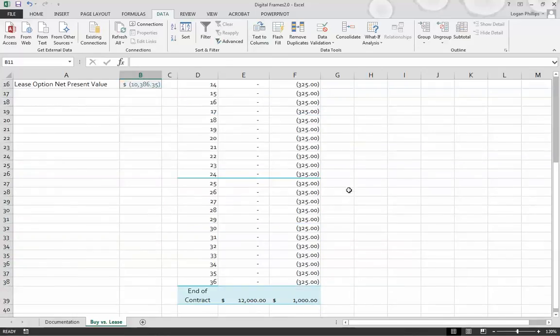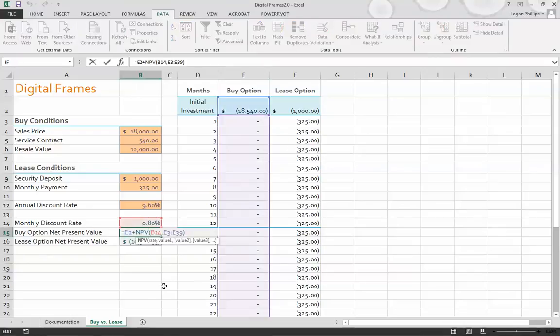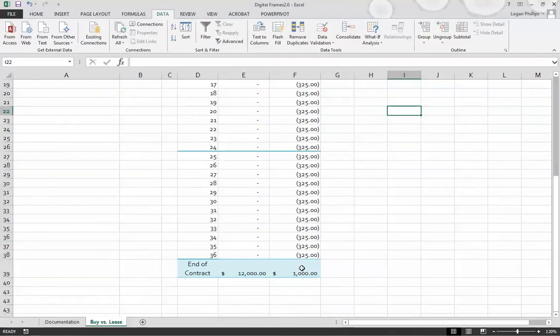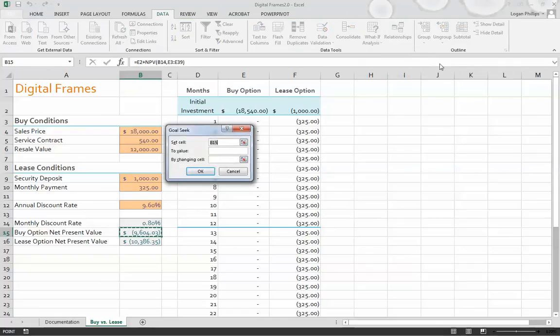All right, so we're going to do a goal seek that changes the number of end of contract sale so that our buying option is equal to our leasing option. All right, to accomplish this goal, we're going to choose B15. We're going to do the what if analysis on the data tab, and we're going to choose goal seek. We're going to set cell B15 to the value of negative $10,386.35 by changing the resale value.